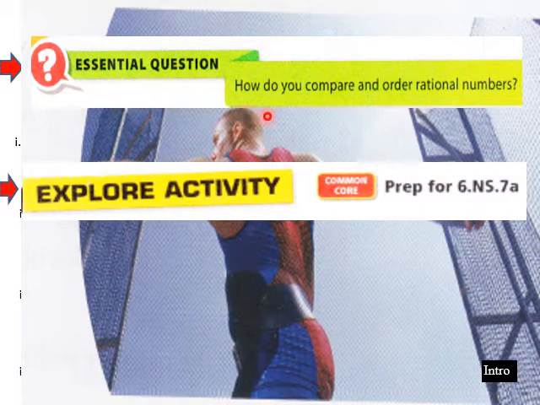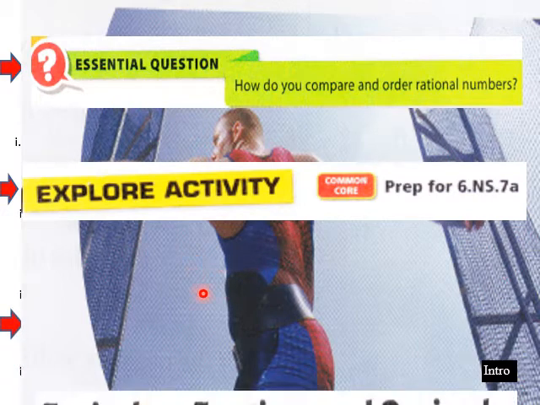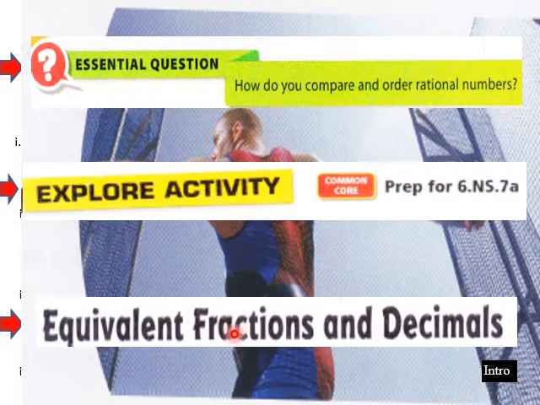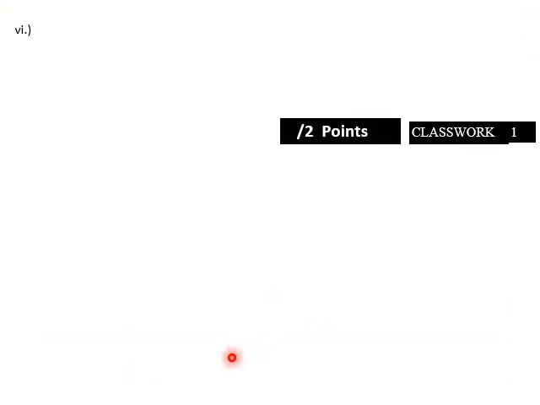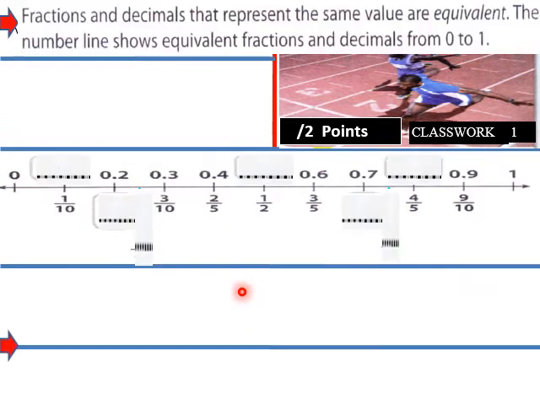Essential question: how do you compare and order rational numbers? Is the question of the day. Equivalent fractions and decimals. So we're going to get into writing equivalent fractions and decimals. Fractions and decimals that represent the same value are equivalent. So the number line shows equivalent fractions and decimals from 0 to 1 here.